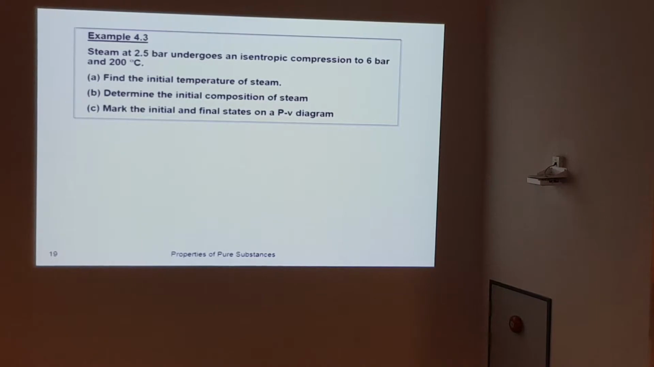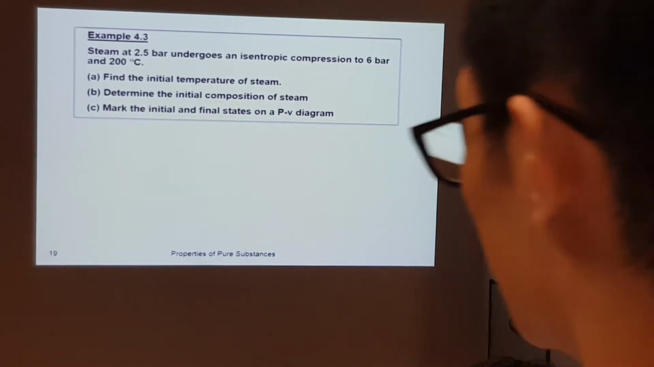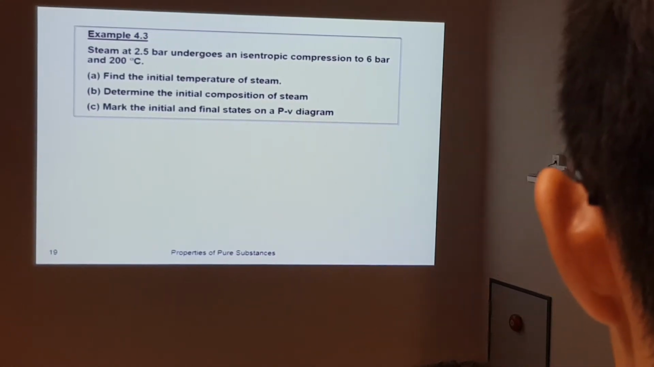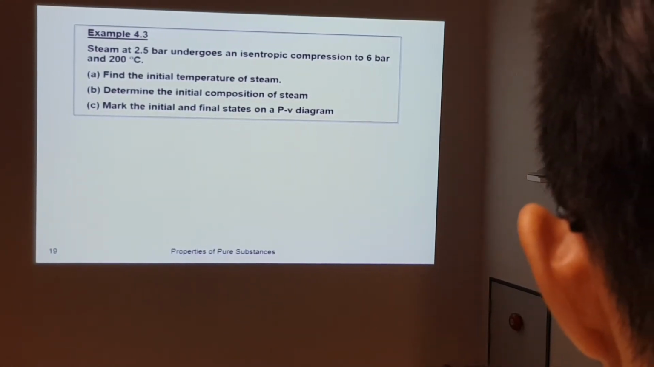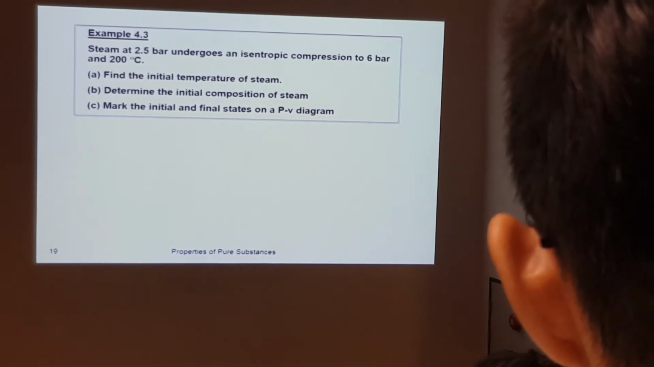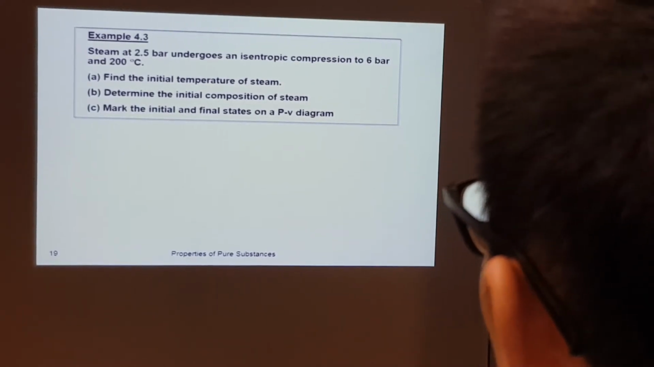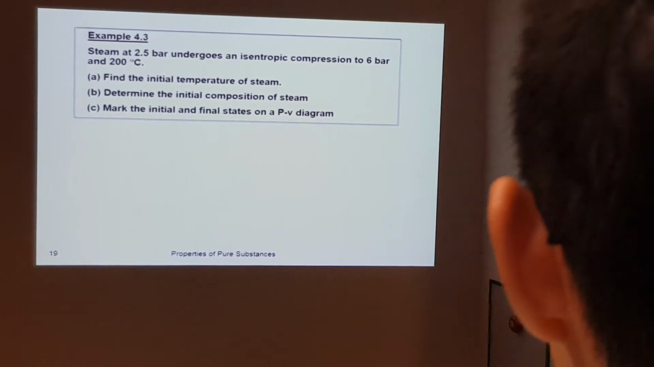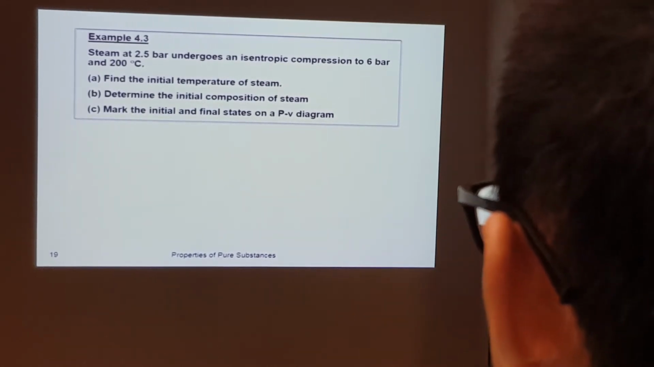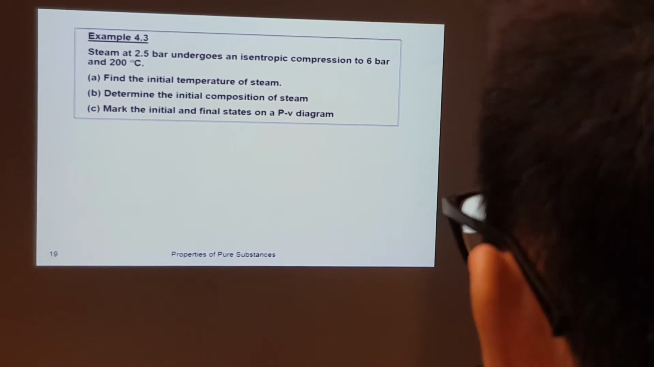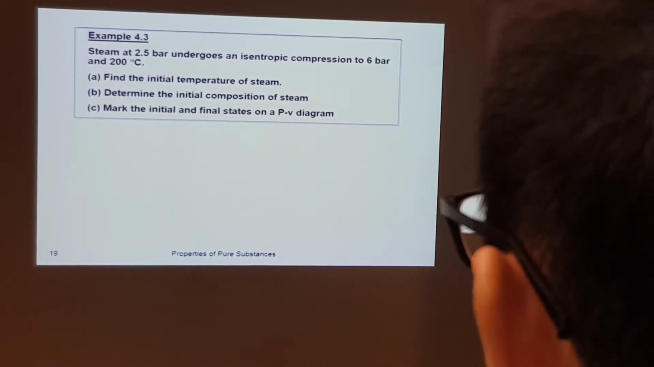Yeah. Now it's 200. So tell me what state? Superheated. Okay, go to the superheated table now. For 6 bar, 200, look for entropy. Did you find? What's the value? Please, everyone, when I ask you to work out, you better practice now. What's your reading? 6.968. You find? Yeah.